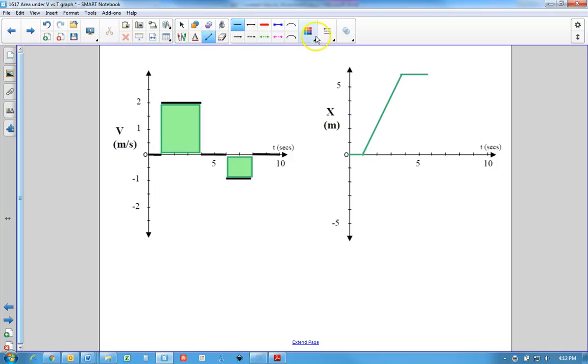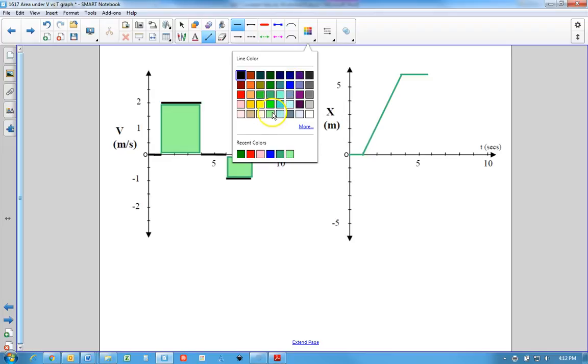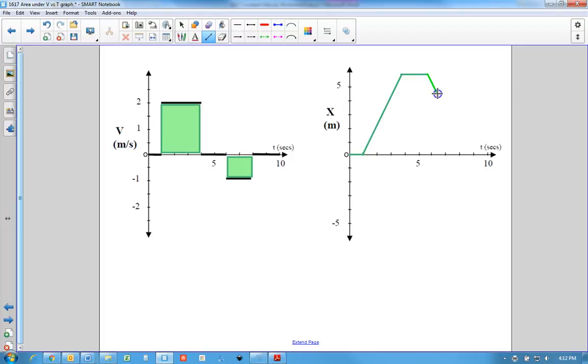So when I draw the next part of my line, I'm going to keep drawing this from 6. Sorry, that's the wrong color. That's okay. From 6 down to 4 meters in 2 seconds. And then for the last 2 seconds, we're going to go ahead and have a 0 velocity.